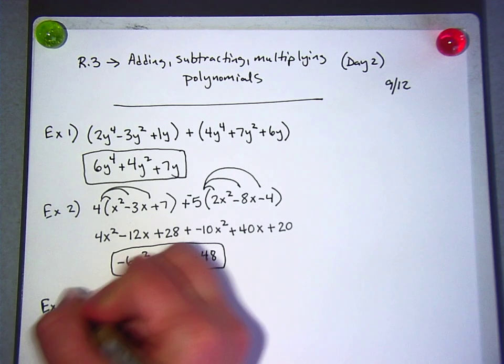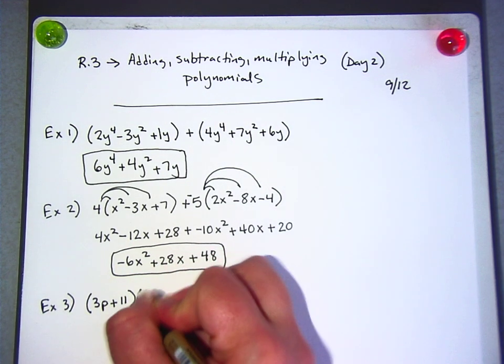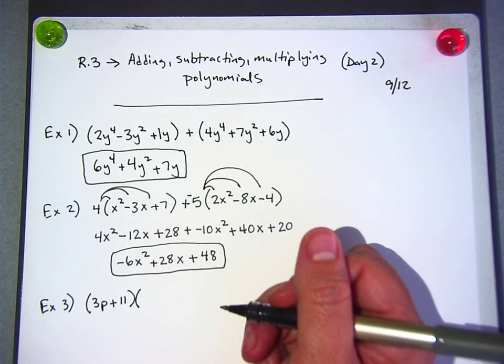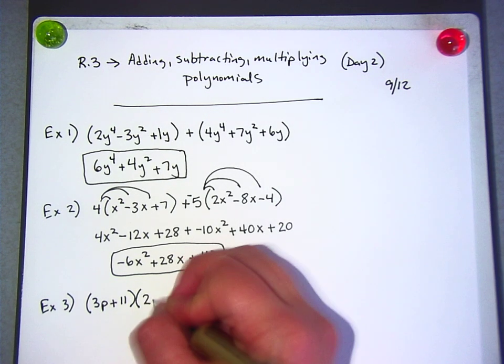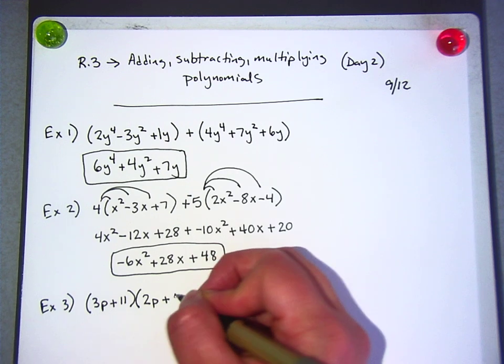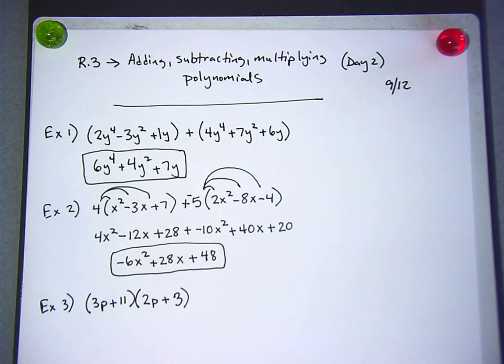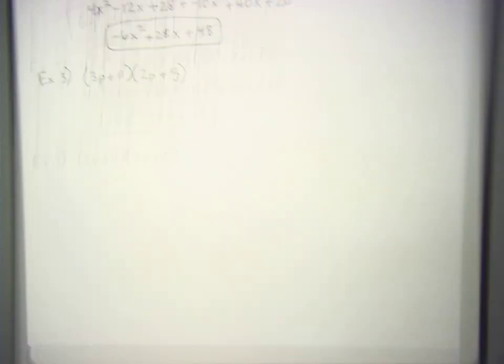Example 3. (3p + 11) times, let's do (2p + 3).